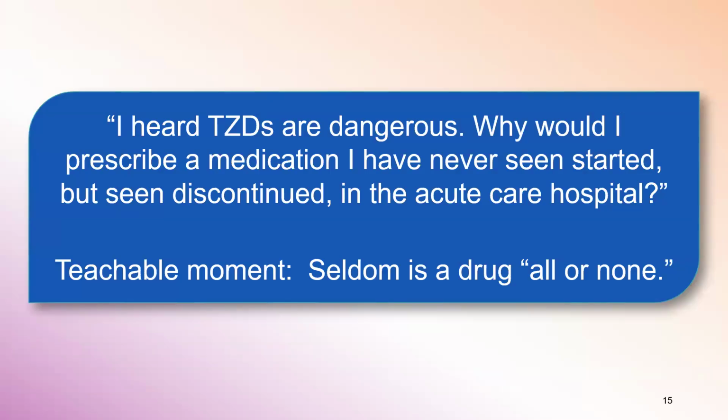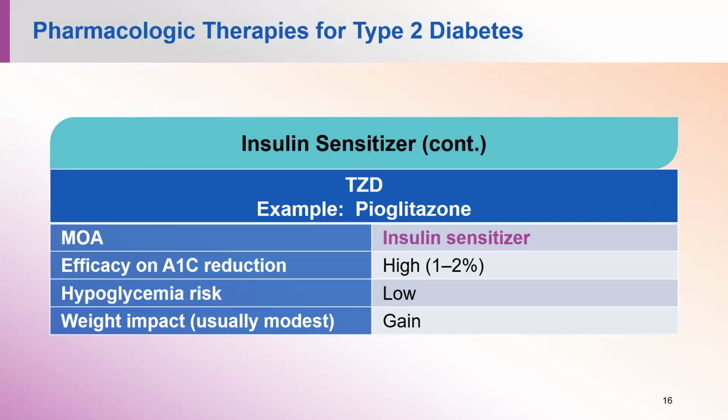So this is another comment. I heard TZDs are dangerous. Why should I prescribe a medication I've never seen started, but have seen discontinued in the acute care hospital? And teachable moment, seldom is a drug all or none. After I just finished saying something was all or none in my exam room, that I never prescribe immediate release metformin. Well, that's just a form of a given med. But when we look at the TZDs, there's really only one left on the market that's utilized, and this is pioglitazone. Again, high efficacy will bring the A1C down by 1 to 2%.